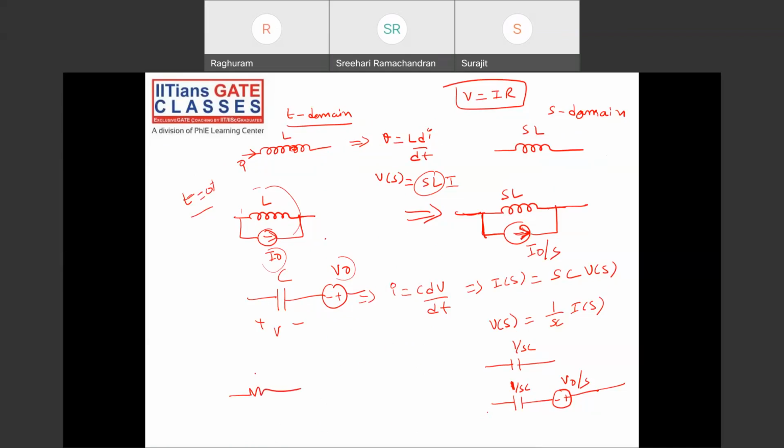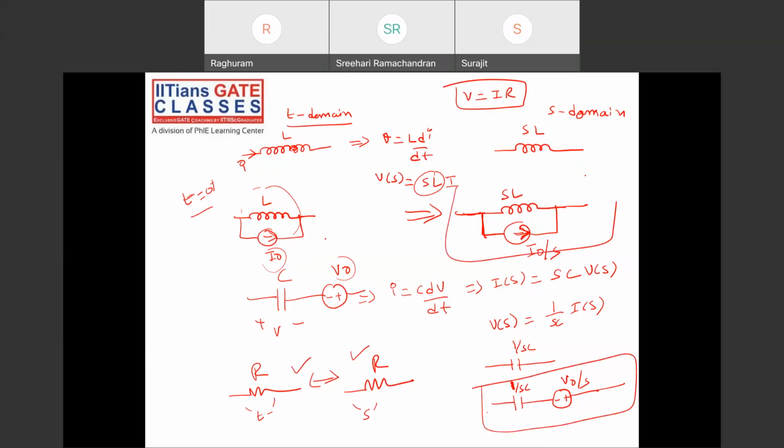So what about resistance? It's V is equal to IR. Same. It won't get changed in case of Laplace domain. Resistor won't get changed from T domain to S domain. This is about capacitor. This is about inductor. Remember, inductor will have a parallel current source. Capacitor will have a series voltage source. In case of resistor, there is no change from T domain to S domain. Clear? Yes.